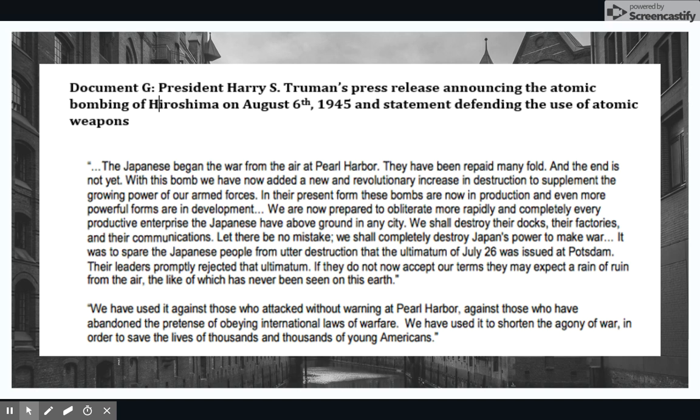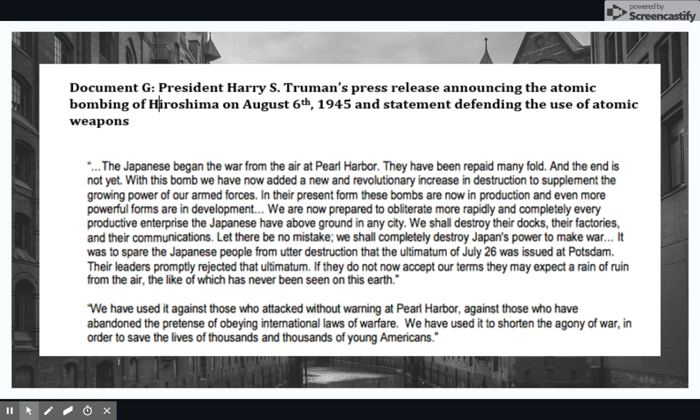The Japanese began the war from the air at Pearl Harbor. They have been repaid many-fold, and the end is not yet. With this bomb, we have now added a new and revolutionary increase in destruction to supplement the growing power of our armed forces. In their present form, these bombs are now in production, and even more powerful forms are in development. We are now prepared to obliterate more rapidly and completely every productive enterprise the Japanese have above ground in any city. We shall destroy their docks, their factories, and their communications. Let there be no mistake. We shall completely destroy Japan's power to make war.